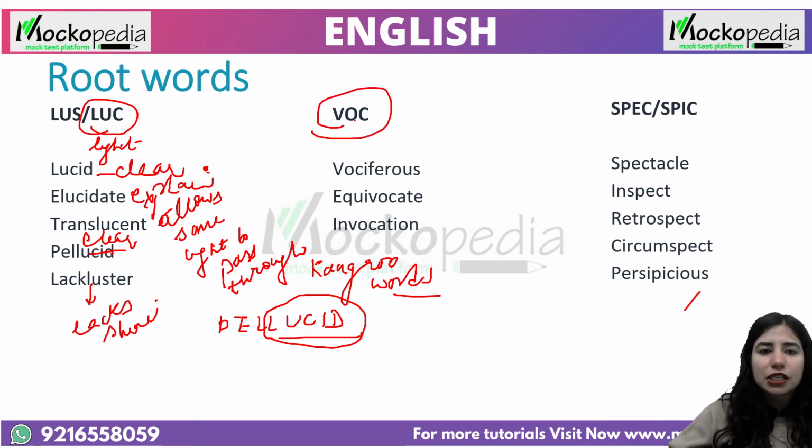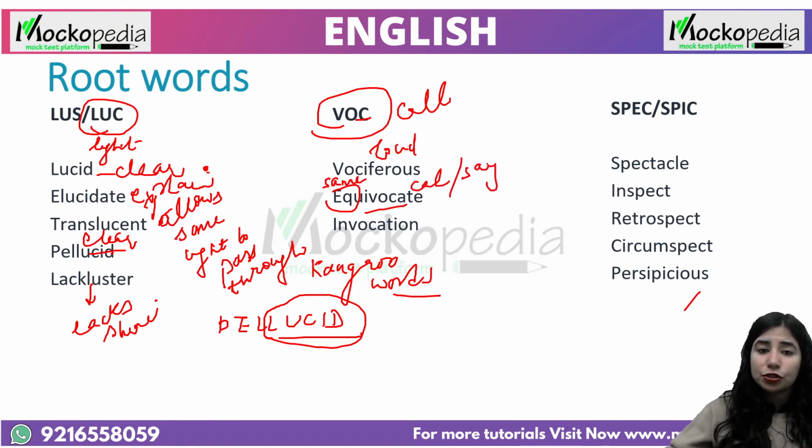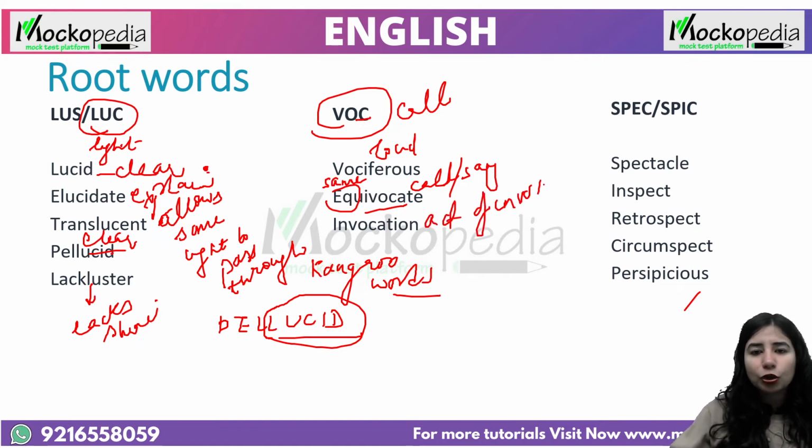Now VOC is to call. Vociferous is loud. Okay, now see equi is same, and I just explained to you the word call or say, right? So equivocate is when you are swaying towards both the sides. You're not having a clear say, right? You are having the same opinion about both the things. So that's how it is. Invocation, what will it mean? Invocation is an act of invoking or calling.